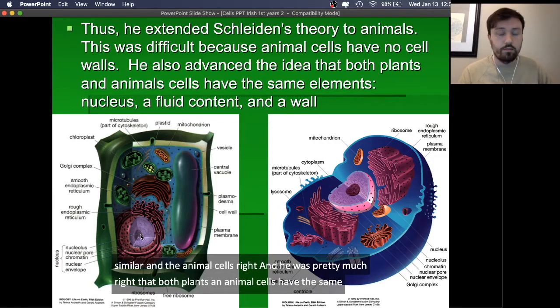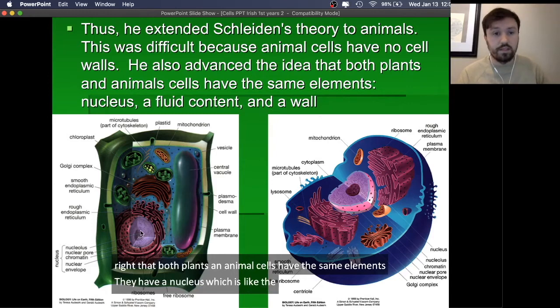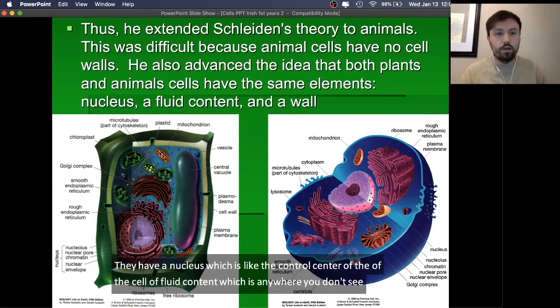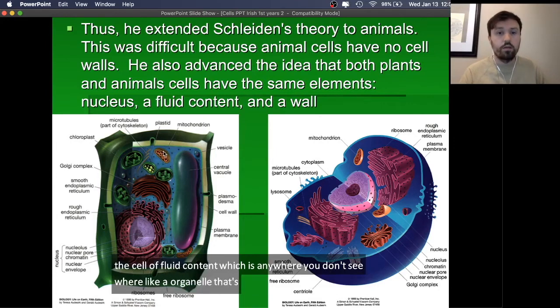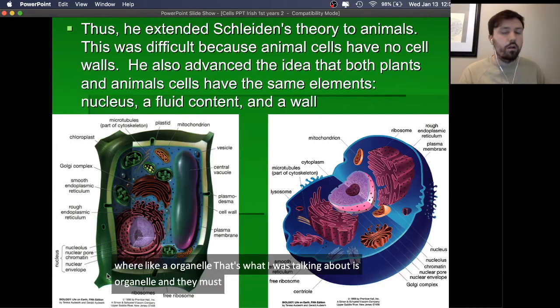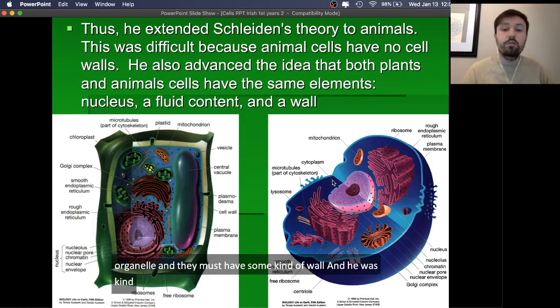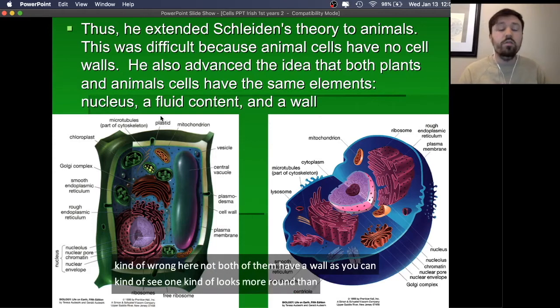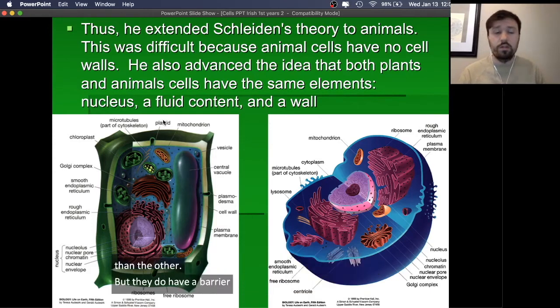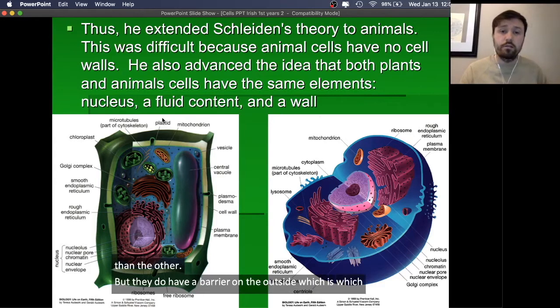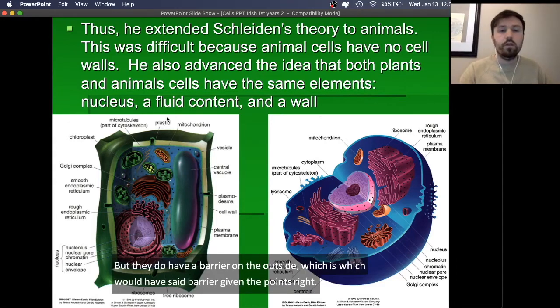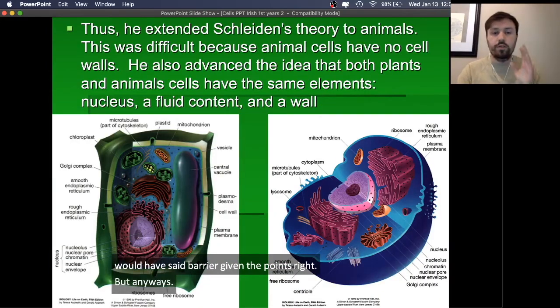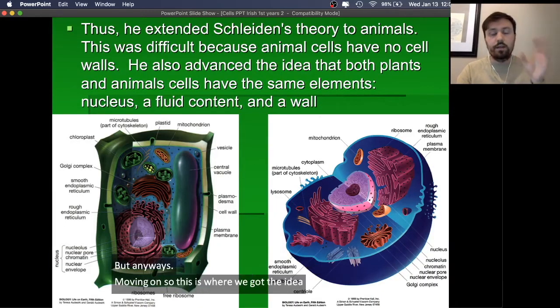They have a nucleus, which is like the control center of the cell, a fluid content, which is anywhere you don't see an organelle. That's what I was talking about, an organelle, and they must have some kind of wall. And he was kind of wrong here. Not both of them have a wall, as you can kind of see. One looks more round than the other, but they do have a barrier on the outside, which, if he would have said barrier, I'd give him the points, right? But anyways, moving on. So this is where we got the idea that there are cells in plants and animals, right?